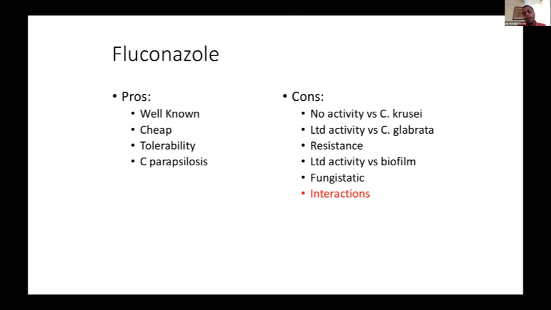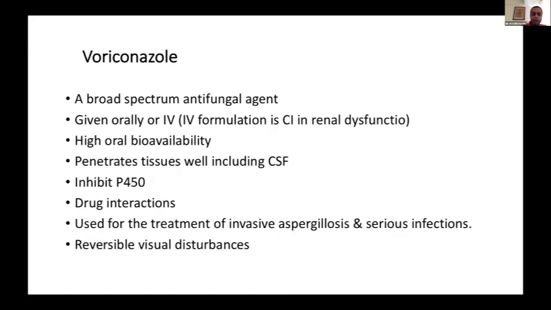Remember that it's an inhibitor of cytochrome P450, so it can increase the levels of your CNIs, especially if you're using it in post-transplant patients who are either on tacrolimus or cyclosporine. So if you put a patient on fluconazole who is on cyclosporine or tacrolimus, you need to monitor the levels more closely, otherwise you'll end up developing CNI toxicity, which can lead to graft loss.